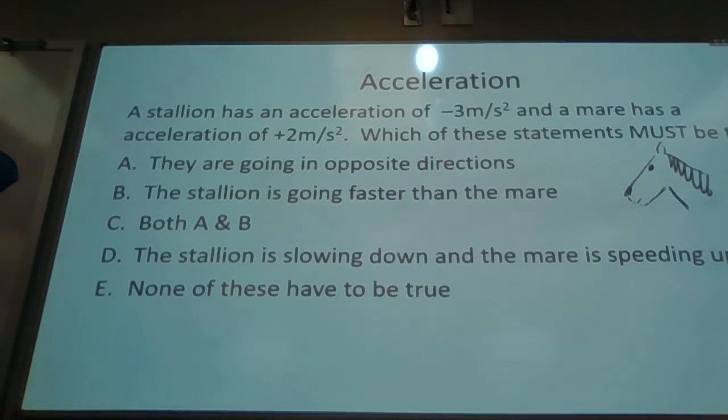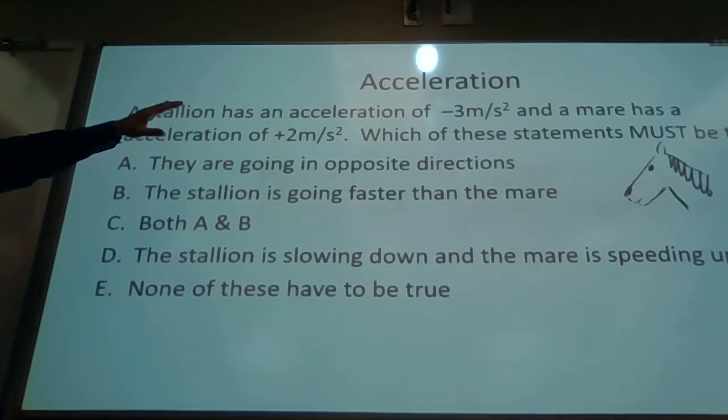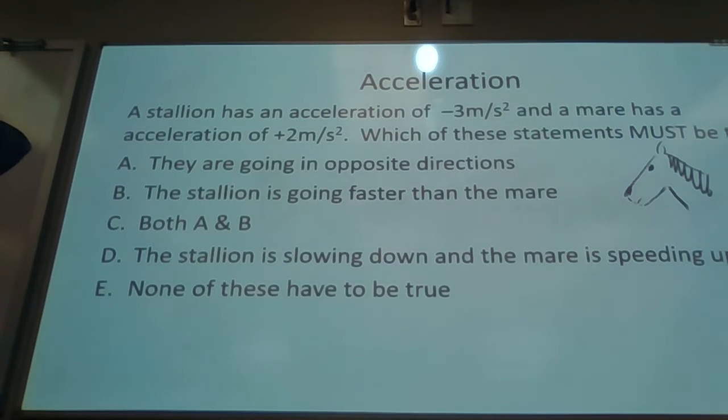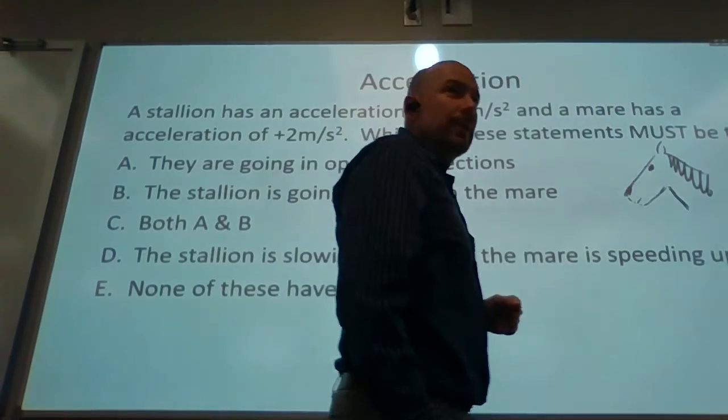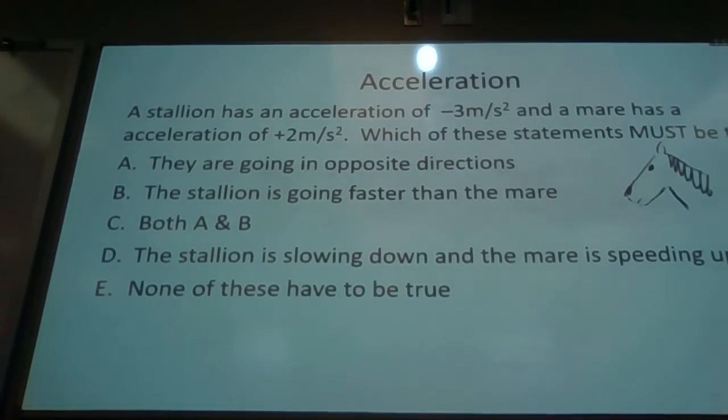Okay, they're going in opposite directions. The way they're going is the direction of velocity. Okay, not necessarily the direction of acceleration. Okay, this can tell us the direction of acceleration. This can also tell us the direction of the force, but it cannot tell us the way we're moving necessarily. Okay, the stallion is going faster than the mare.